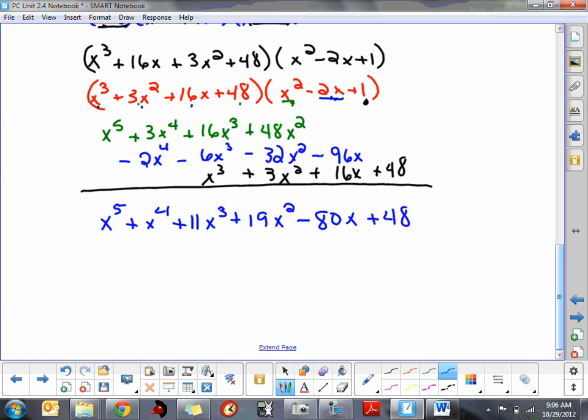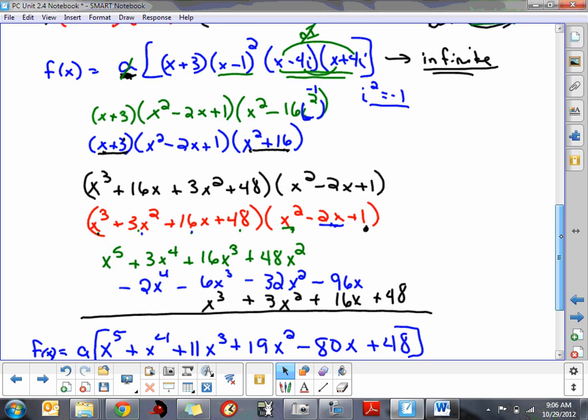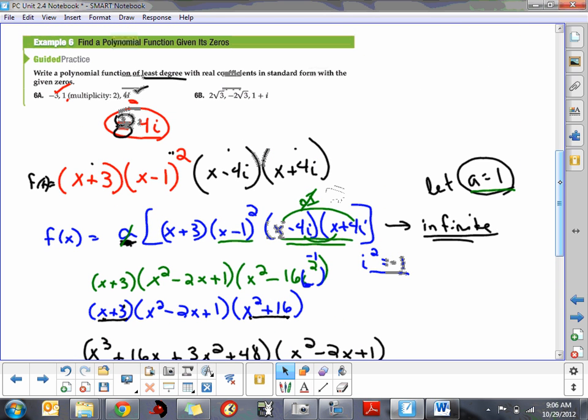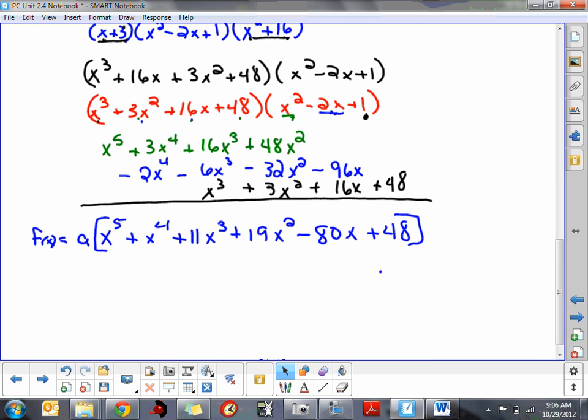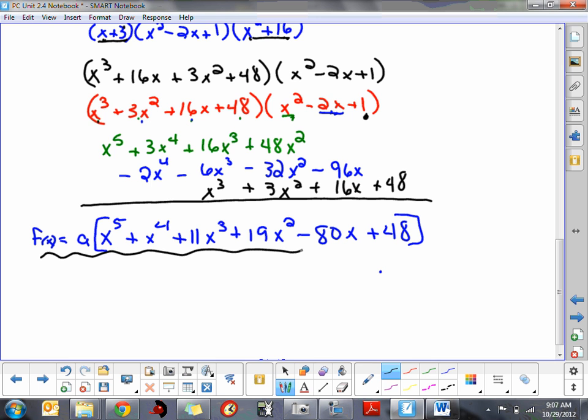Now what we've created is a polynomial of fifth degree. As we said earlier, we could bring this value of a back in here, and we could say a could be any real number, which gives us an infinite number of polynomial functions which would have these zeros that they gave us at the very beginning. These were our zeros: negative 3, 1 with multiplicity of 2, and 4i, which means we automatically have plus or minus 4i. It's a lot of distributing, but this is what they're after. They're after this polynomial function that has those zeros. So that's the first example of that.